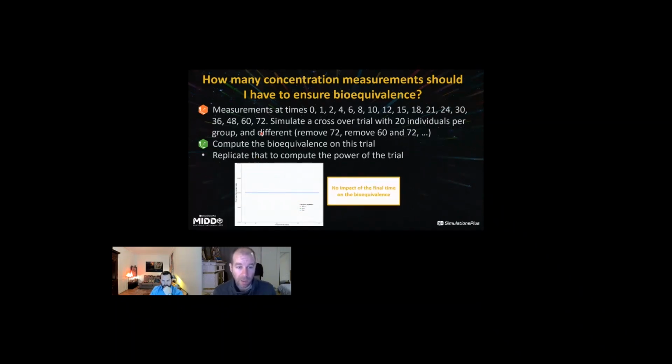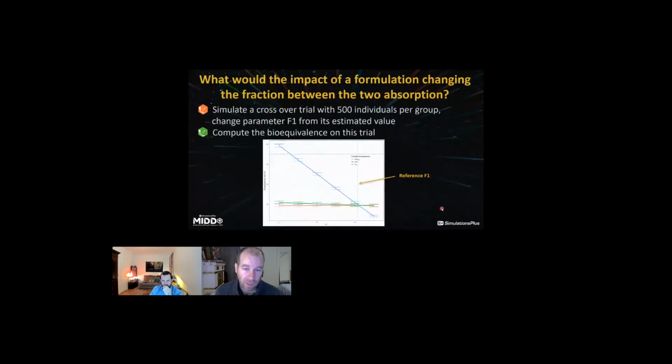And finally, the last question that we can ask, on the next slide, is: how can the impact of formulation change the fraction? If I know that my formulation can also impact the fraction between the two absorption phases, what are the limits to make sure that we have this bioequivalence? So what we've done is to simulate the population model, varying this fraction between basically the two absorption phases, where we believe that we can have an impact.